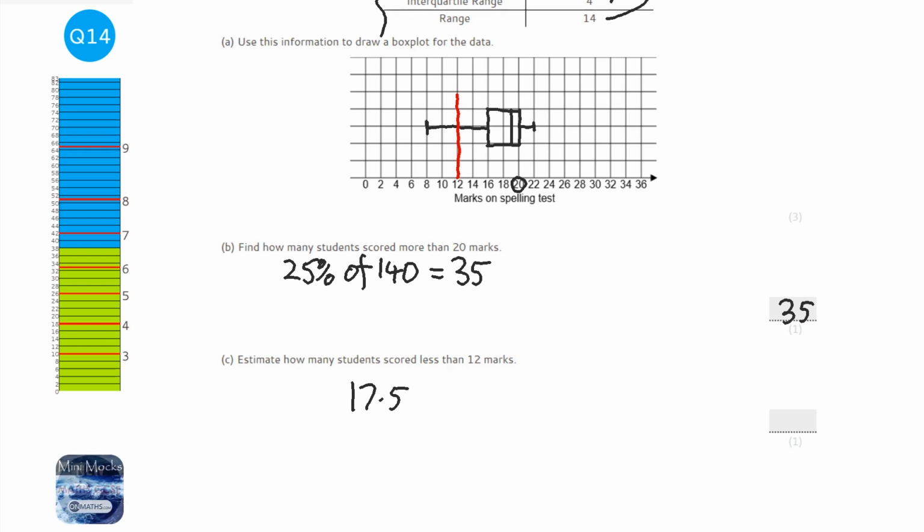And what am I going to say? I'm going to say 17 students. It doesn't actually matter which one you write down, because you've shown that it's 17.5, well, you can't get half a student, so let's go for 17, or let's go for 18.